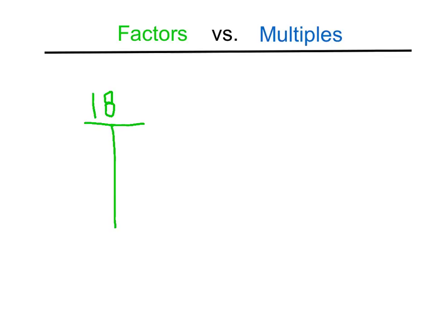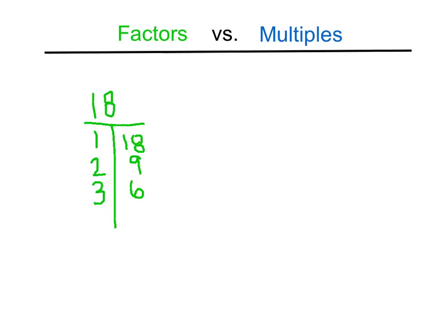So for instance, a factor of 18 would be 1 times 18. What's another factor of 18? How about 9 times 2? And then 3 times 6? Is 4 times anything 18? 5 times anything? No, so we're good.